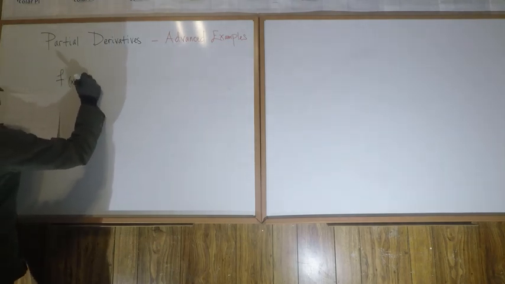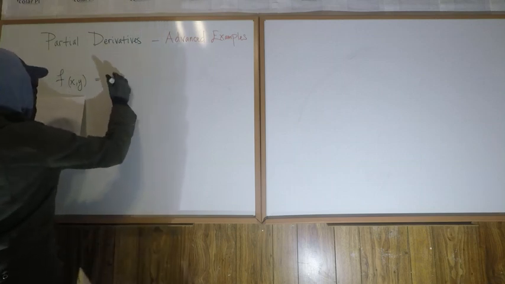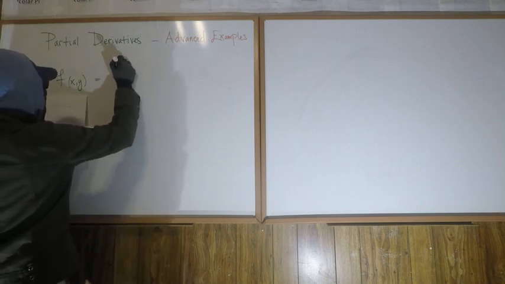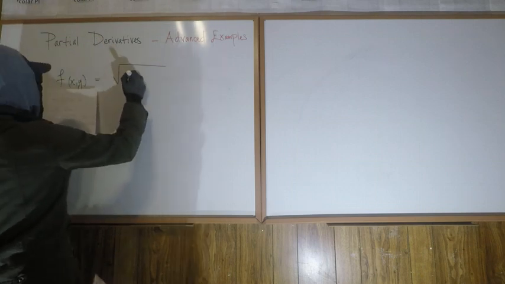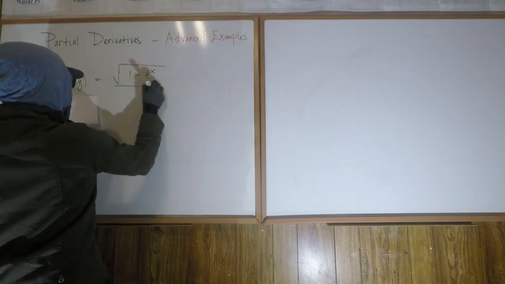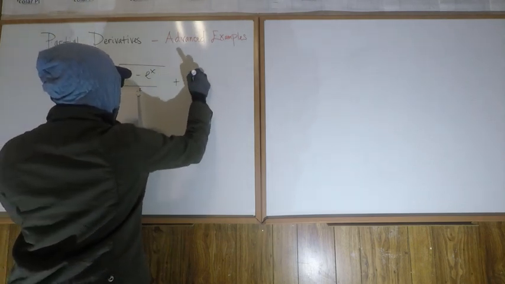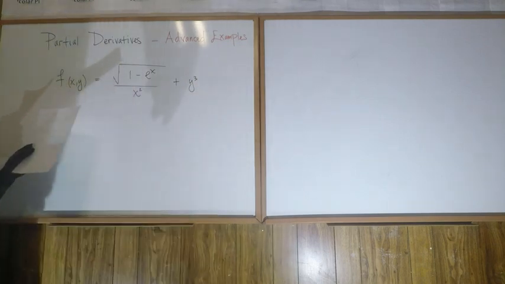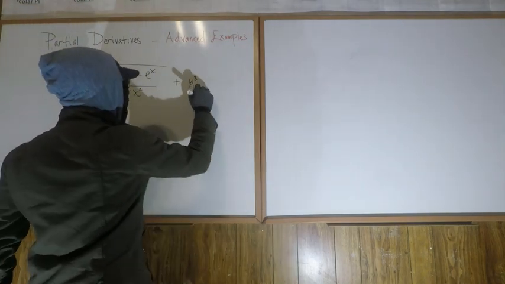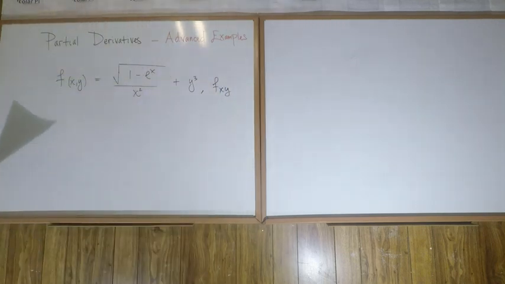f_xy equals the square root of 1 minus e to the x, all over x squared, and then plus y cubed. And what we need to do is find f_xy.